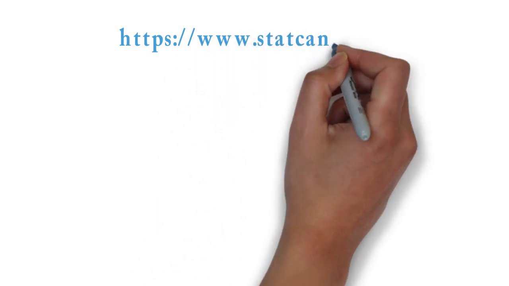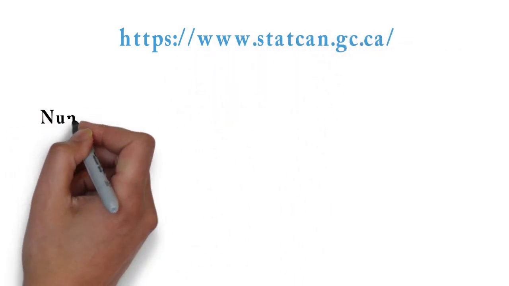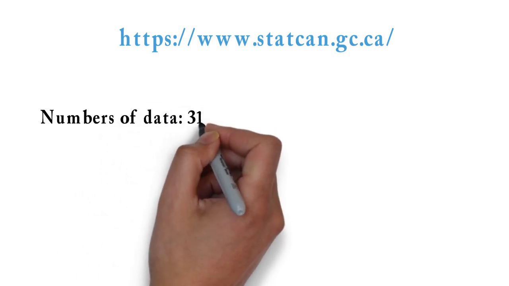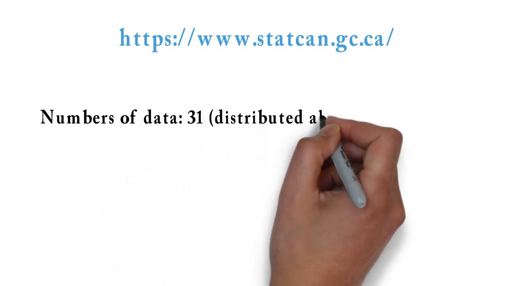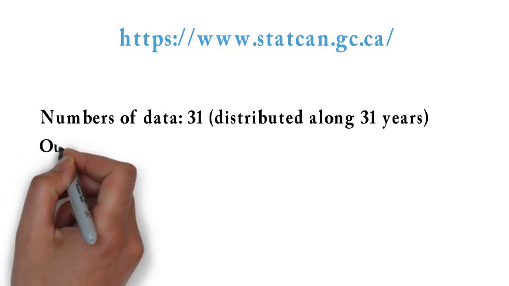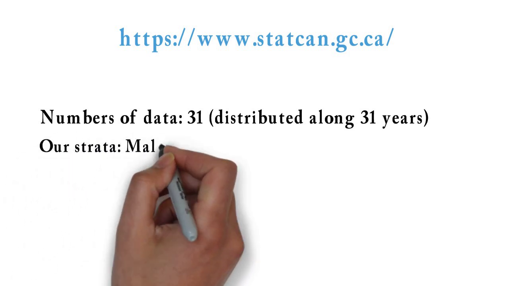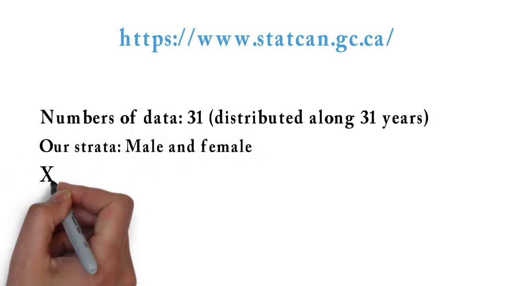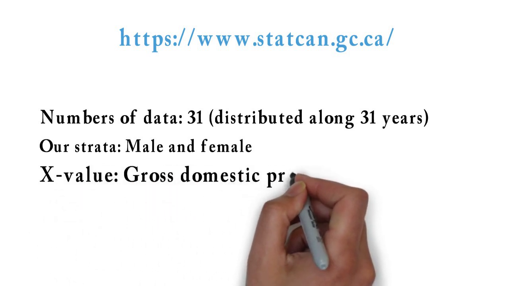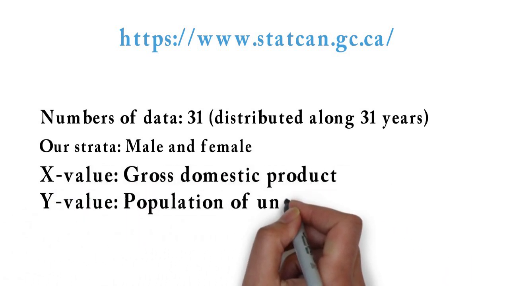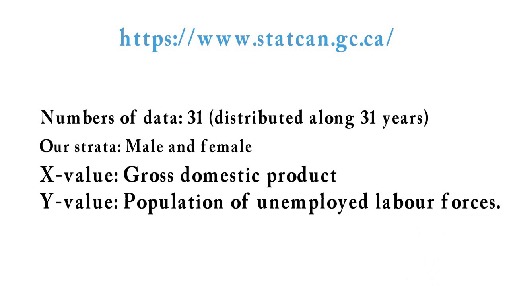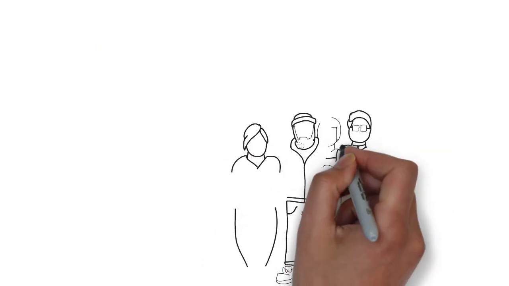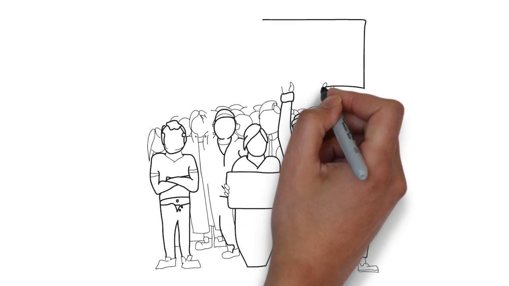We split our data sets into two strata, male and female, and used 31 years worth of data ranging from 1987 to 2017. The independent variable in this relationship is the gross domestic product, or GDP, at market prices, and the dependent variable is the population of the unemployed labor forces that will be split into two genders of male and female. The unemployment rate is determined by the amount of jobs that are available.